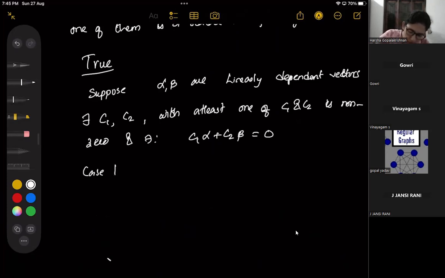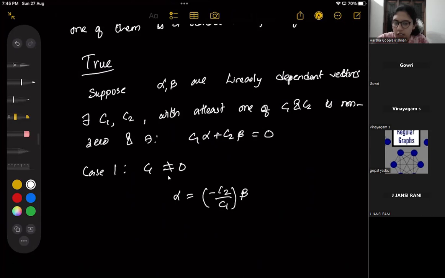Either C1 is non-zero, and we don't know about C2. C2 can be 0 or non-zero, whatever. If C1 is not 0, what can we write? Alpha equal to minus C2 by C1 into beta. Here the C1 non-zero condition is required. That is why we can take this C1 to the denominator. If it is 0, we cannot do this, right? So alpha is a scalar multiple of beta, with the scalar minus C2 by C1.